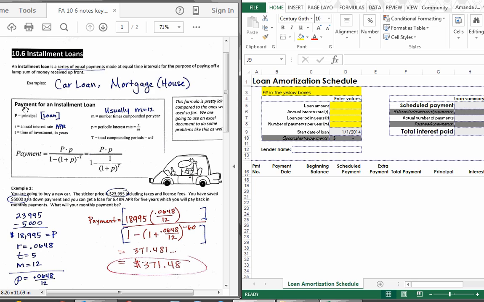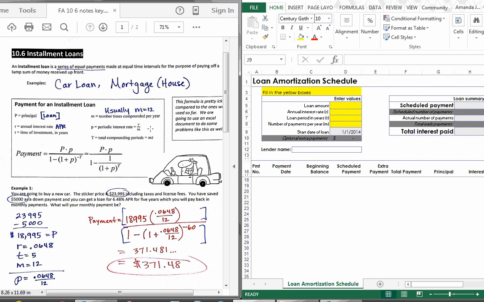Now there's a formula for this payment that uses the same variables we've used in this entire chapter. Capital P represents our principal, which is our loan. R represents our annual interest rate, which is our APR. T is the time of the investment. Now, it's more like an investment in you. It's really your loan term in years. M is the number of times compounded. Almost always for a loan, you'll be making monthly payments back on a loan.